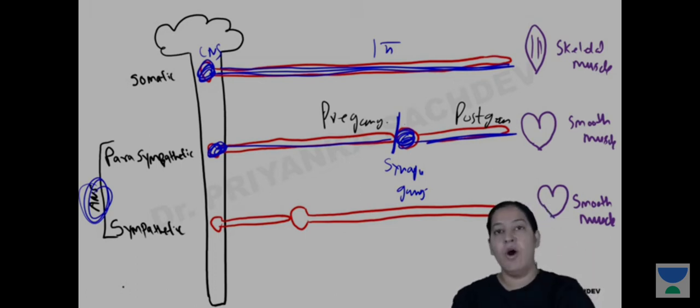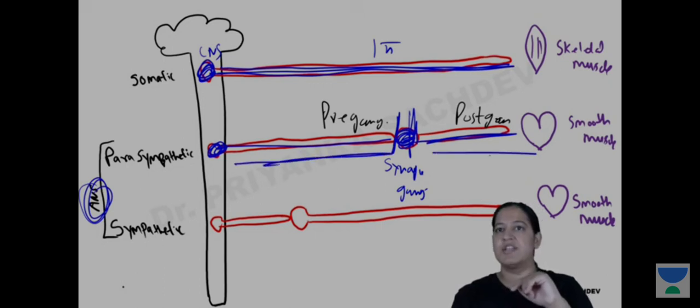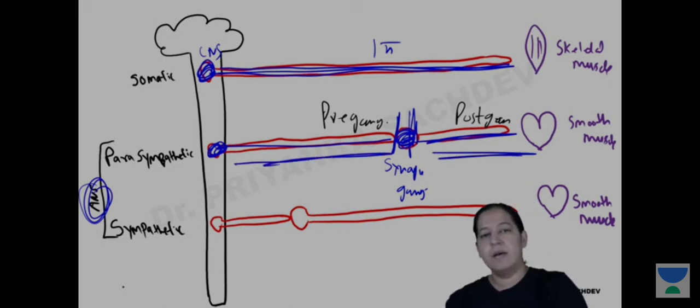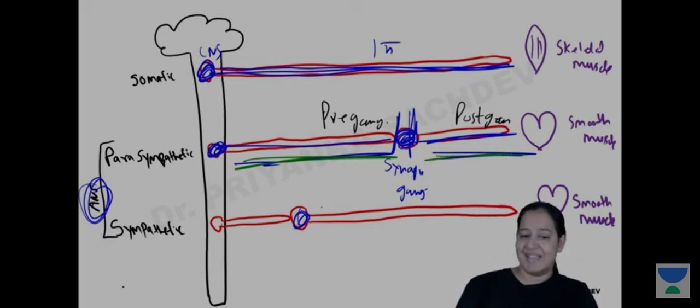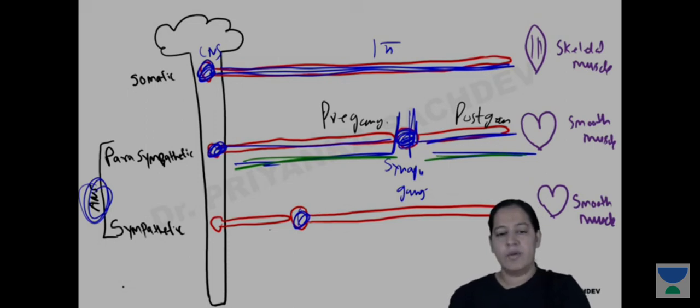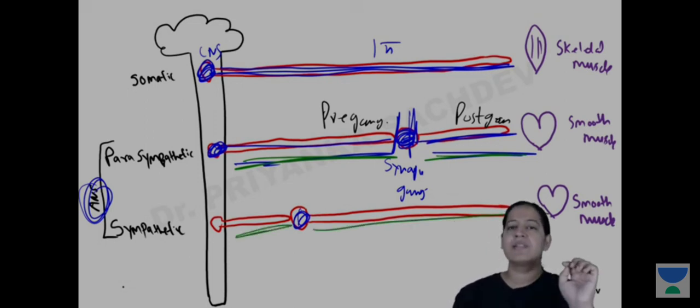If the ganglion is towards the organ, you can see preganglion is larger than postganglion. Measure the length. You can see preganglion is larger than the postganglion. In the second scenario, the ganglion is towards CNS. So you can see here postganglion is larger than preganglion.